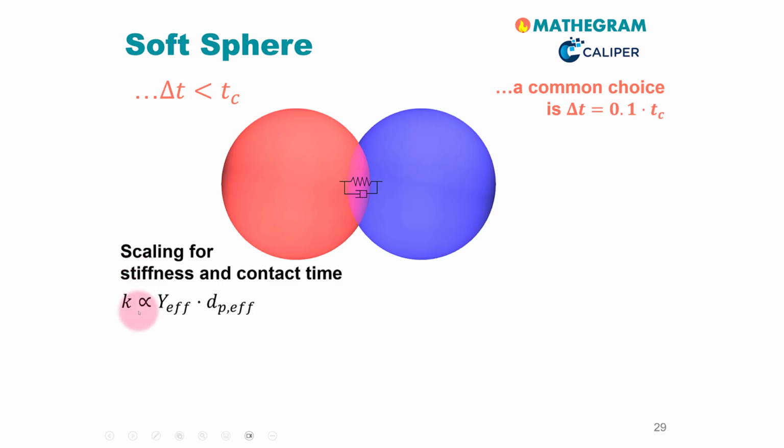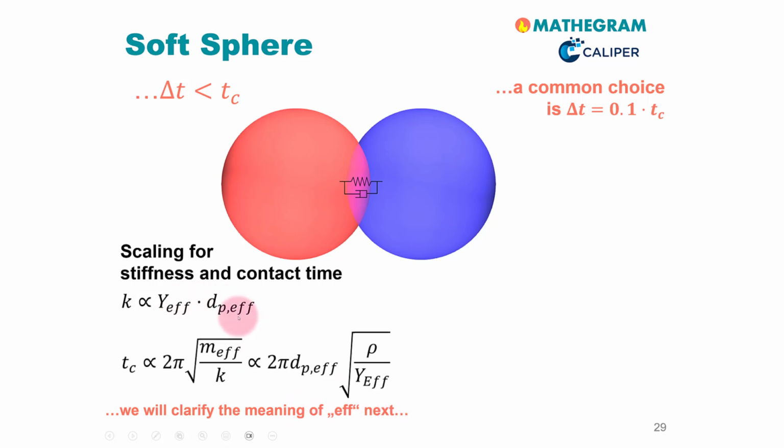I told you before, K is the stiffness in the simple linear spring dashpot model. From dimensional analysis, you will see that this is proportional to the Young's modulus and a particle diameter. We will talk about the F here very soon, right? And also based on dimensional analysis and a relatively simple oscillation theory, you will see it later in greater detail, you will find that this collision time is proportional to the square root of the mass divided by the stiffness.